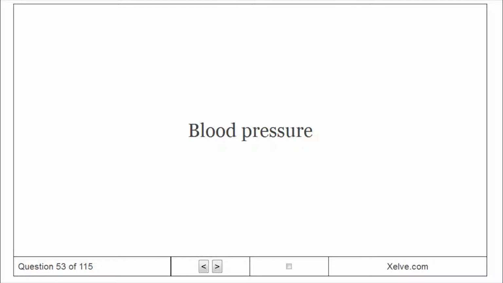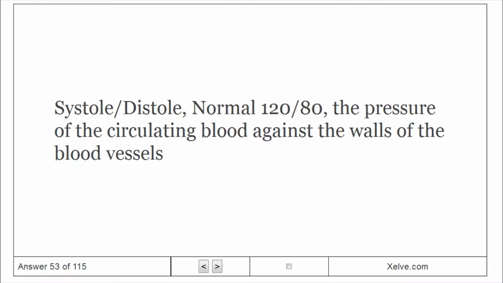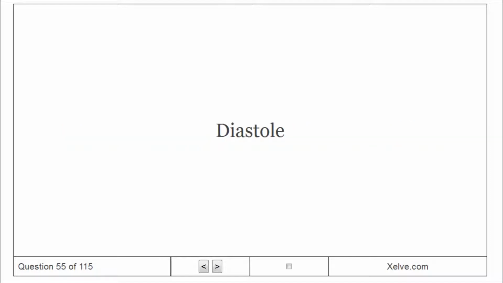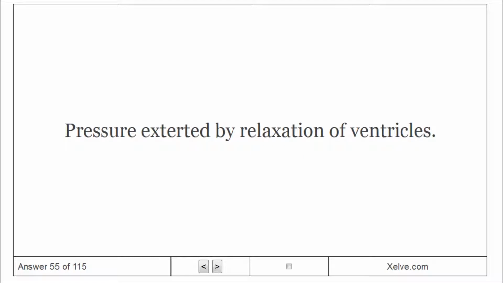Blood pressure. Systole, diastole, normal 120/80. The pressure of the circulating blood against the walls of the blood vessels. Systole: pressure exerted by contraction of the ventricles. Diastole: pressure exerted by relaxation of the ventricles.